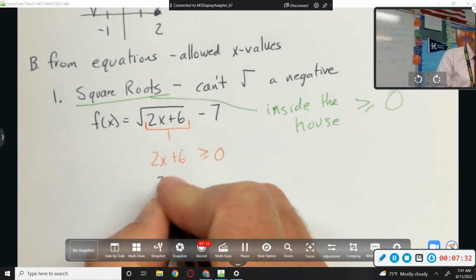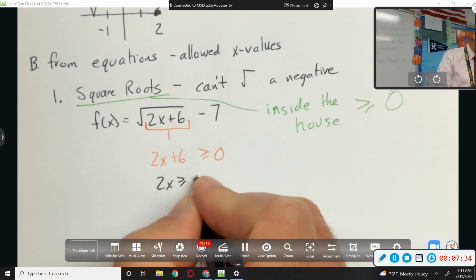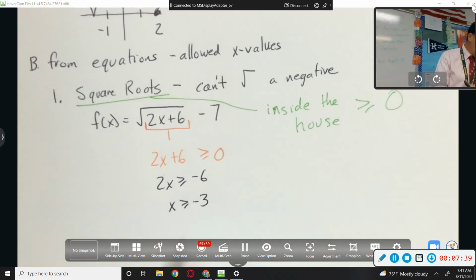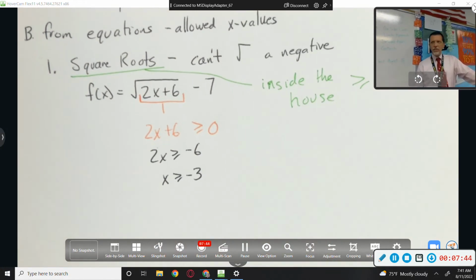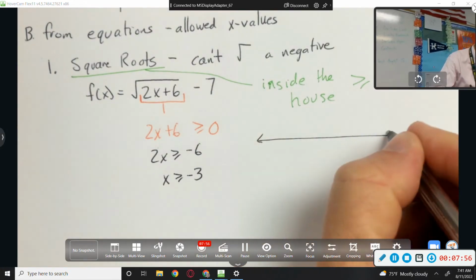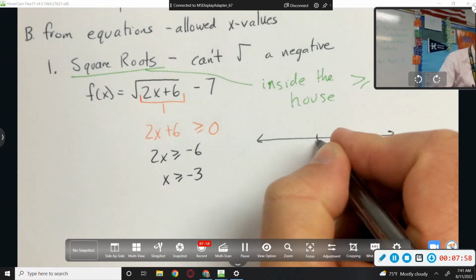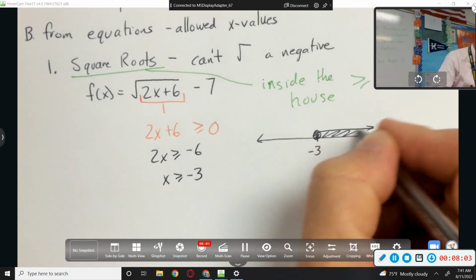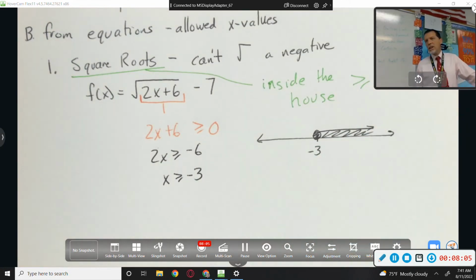And then solving an inequality. So move the 6 over, divide by 2. I still want my answer in interval notation. So some people will go straight from this answer to interval notation. Other people, me included, would almost rather see a number line, because it's real easy to get from a number line to interval notation.